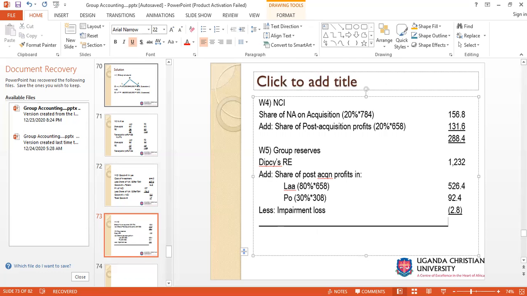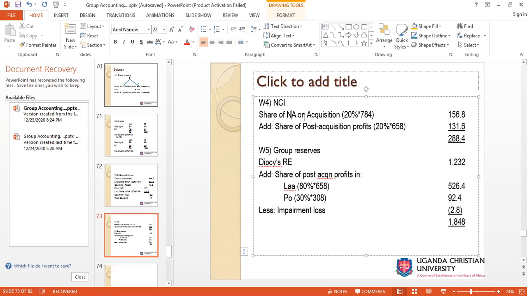92.4 plus 526.4 minus 2.8 plus 1232 is 1,848. So this is our total group retained earnings, which will appear in the balance sheet.